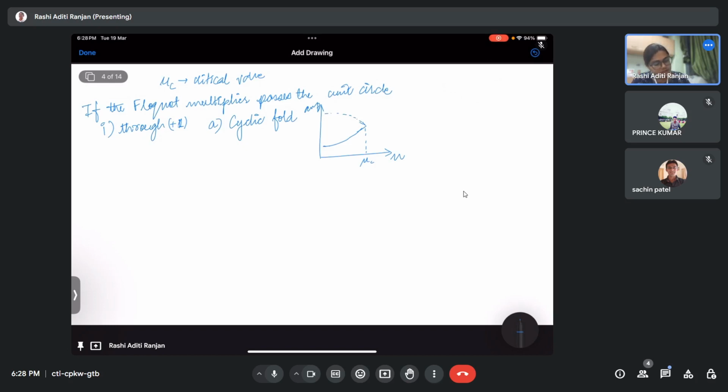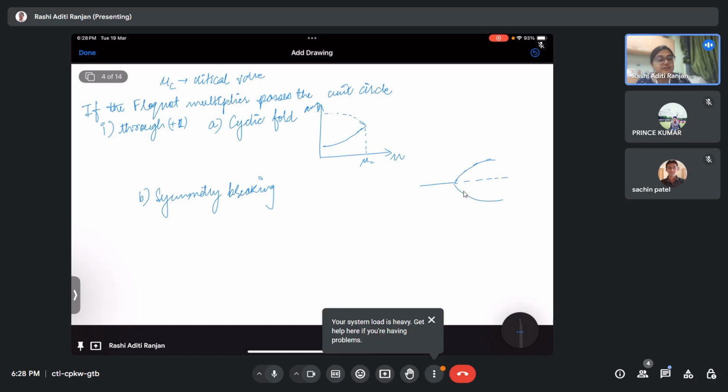Now there can be another case also, which is symmetry breaking. There is this symmetry breaking bifurcation, wherein, as the name suggests, it is related to symmetry. If you remember, in case of static bifurcation, we had the pitchfork bifurcation, right? Wherein there was one fixed point, and then it was bifurcating into two further stable fixed points, and this one was becoming unstable, right? And we had another also.